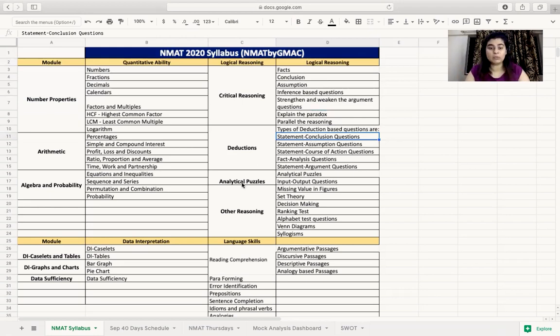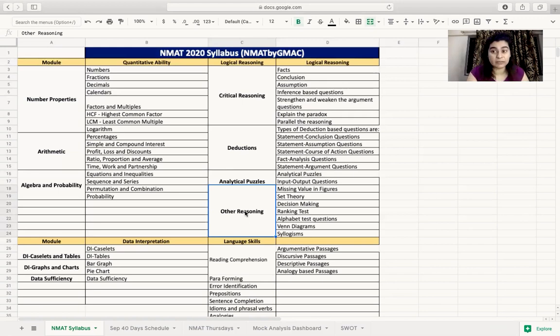Then we have the analytical puzzles module. In analytical puzzles, you get normal LR puzzles plus input output questions as a set. Then in the other reasoning, we have all the questions of figures missing, which is something like visual reasoning types of puzzles.